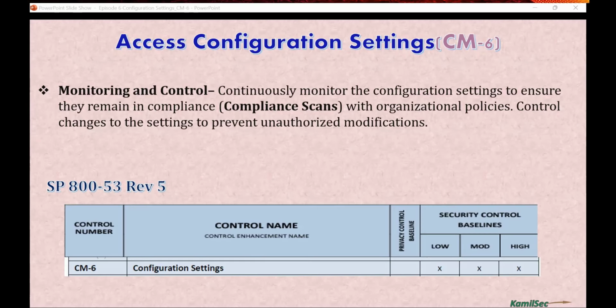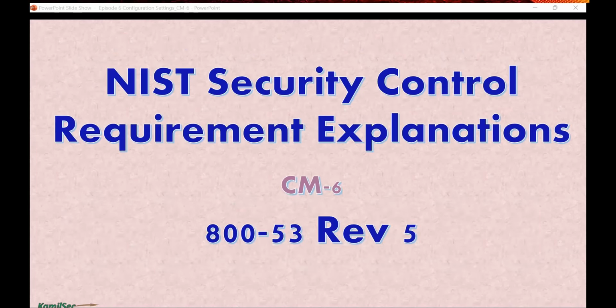Now, this CM-6 configuration settings control is selected for all the security control baselines. That is the low, moderate, and high. It is selected for all the baselines. So if your system is a low system, this control is required. If your system is a moderate system, this control is required. And if your system is a high system, this CM-6 configuration settings control is also required.